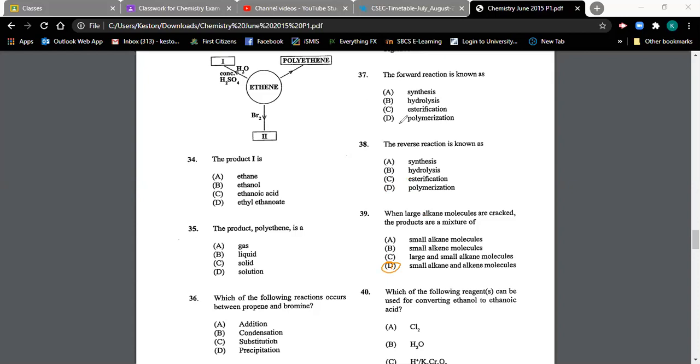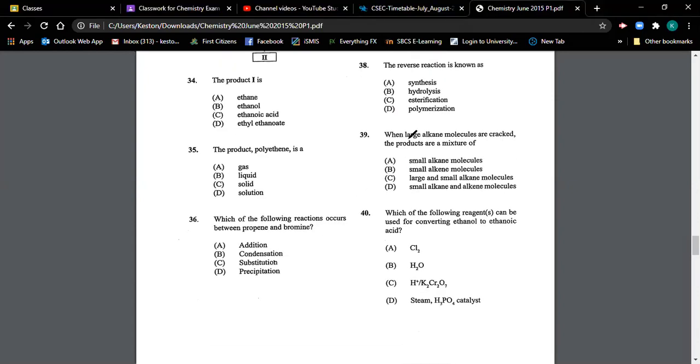And you have two types of cracking, right? You have thermal cracking and you have catalytic cracking. You usually find this in your petrochemical industry. That's how they would refine crude oil. You need to break up the hydrocarbon. Make sense? Look at 40.